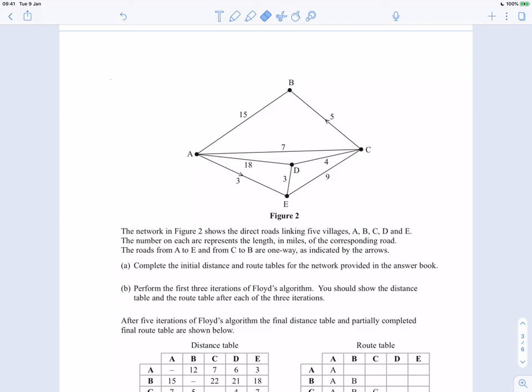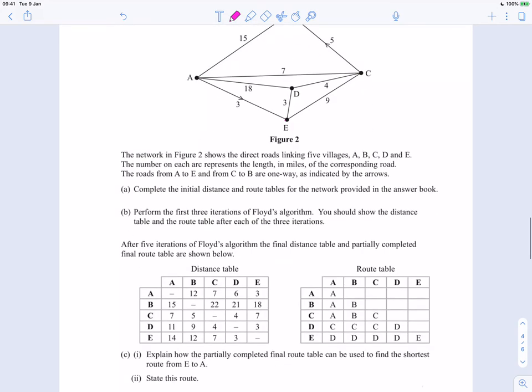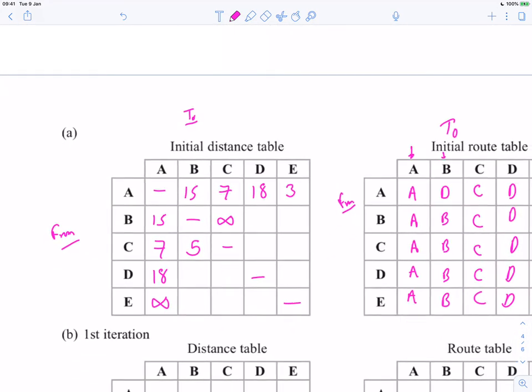Right, now B only connects to A and C, so B doesn't have any direct connections to D and E. So that means we're going to have infinity there, infinity there, infinity there, infinity there. Right, we're only looking at the initial distance, i.e. the direct distance, i.e. just the connection from there to there.